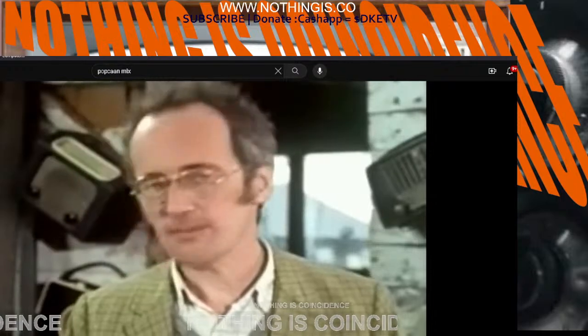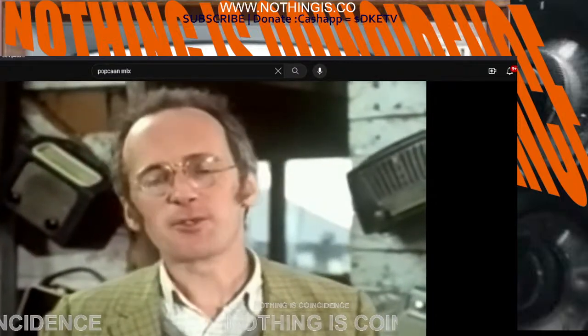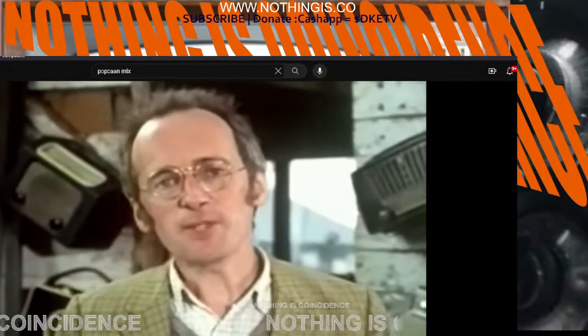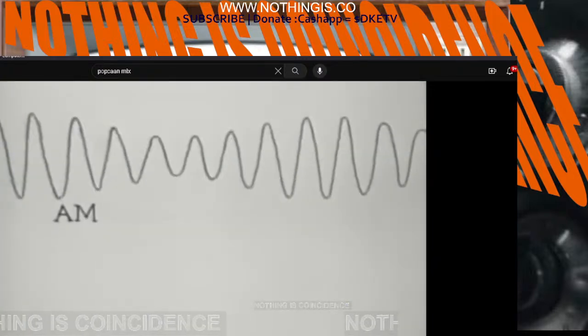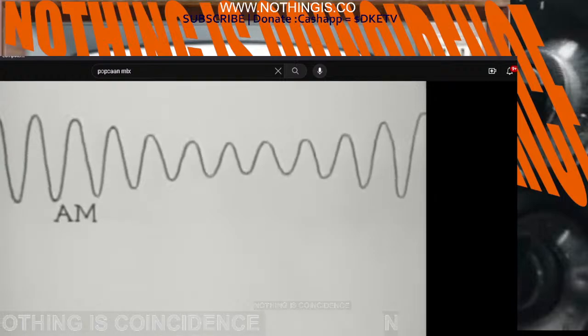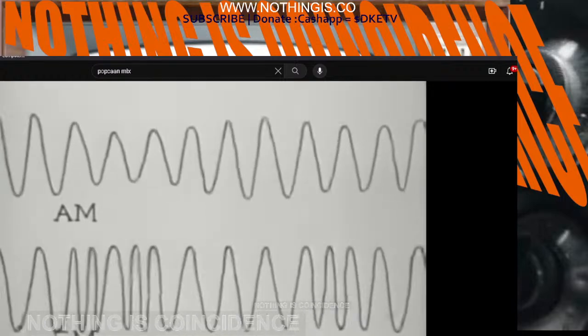FM stands for frequency modulation. The principle behind it is really quite simple. Instead of the sound altering the amplitude of the radio waves, as in AM, it alters their frequency.